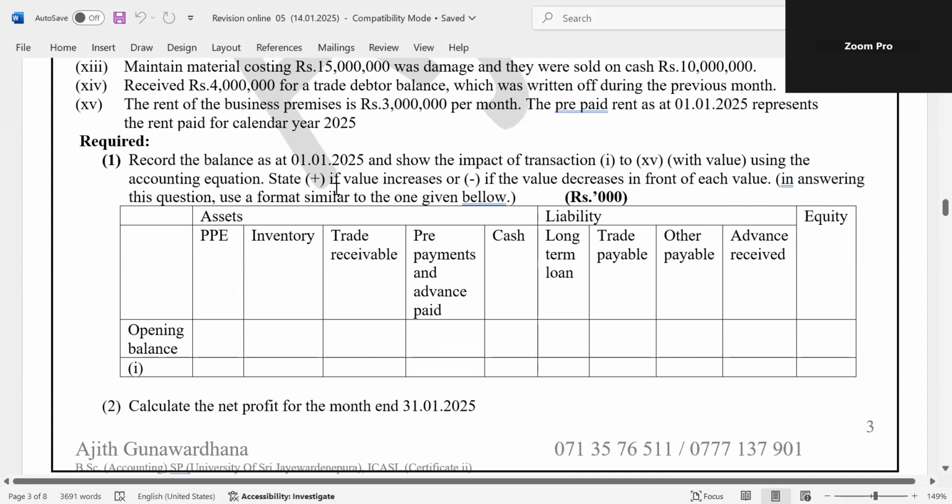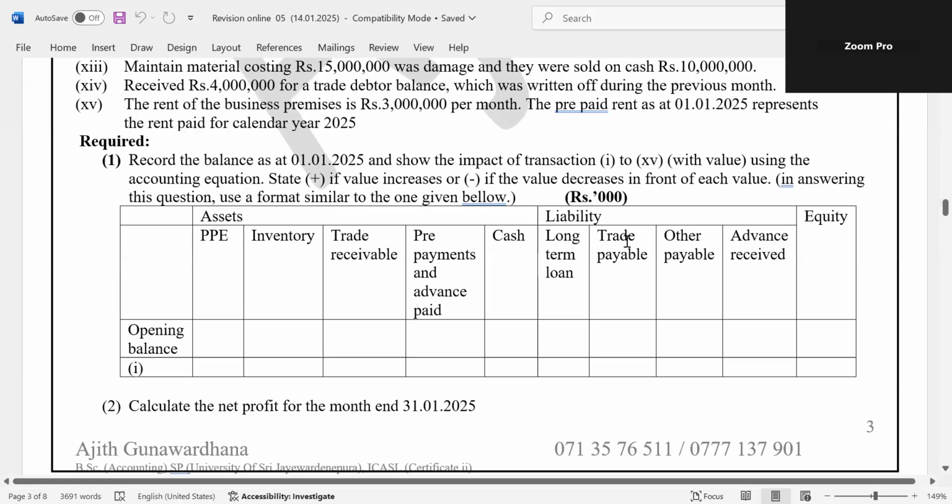In answering this question, use a format similar to the one given below. And the second requirement: calculate net profit for the month ended 31st January 25. There are 15 transactions. This 2020 paper is 40 marks with 2 requirements. There's profit and loss also, as well as the recording part, transactions number 1 to 15.